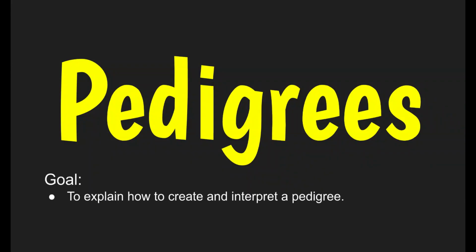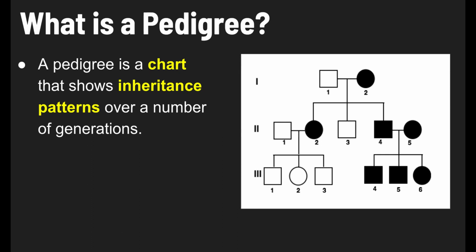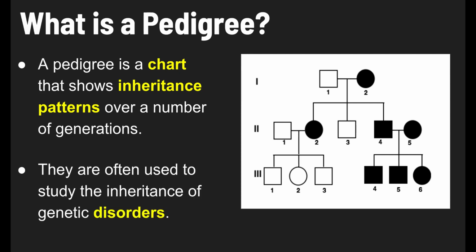Today we're going to talk about pedigrees, and the goal of this video is to explain how to create and interpret a pedigree. So first, what is a pedigree? A pedigree is a chart that shows inheritance patterns over a number of generations. And pedigrees are often used to study the inheritance of genetic disorders. The image on the right here is an example of what a pedigree looks like.